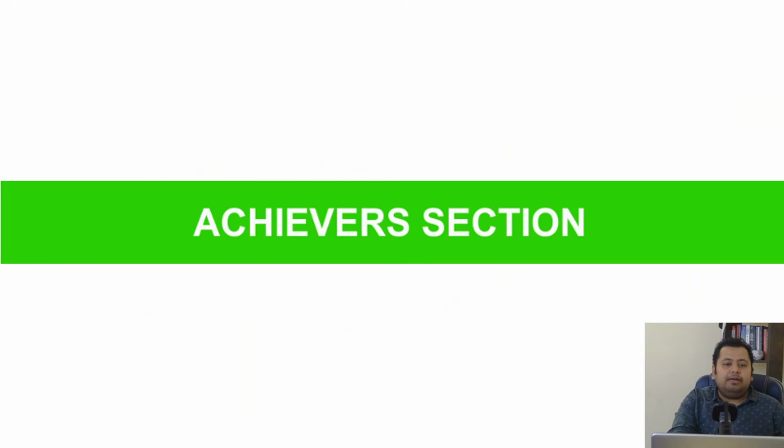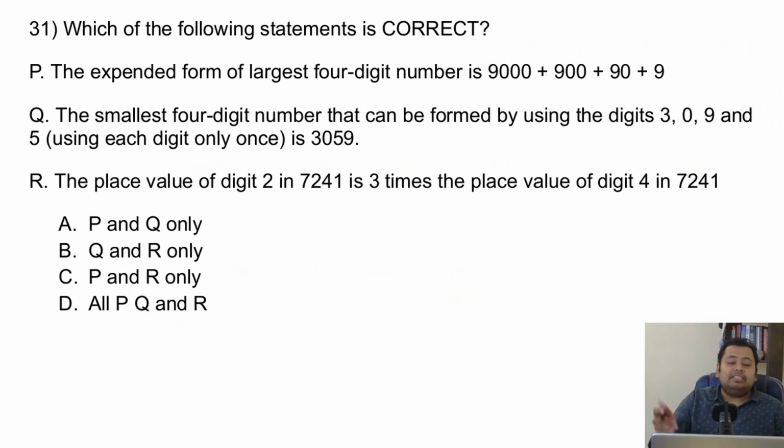Now we move to question number 31, which is the achiever section, right? From here on, the next five questions are the last five questions. These carry 2 marks each, and obviously there is no negative marking, right? Let's now go and understand question number 31.